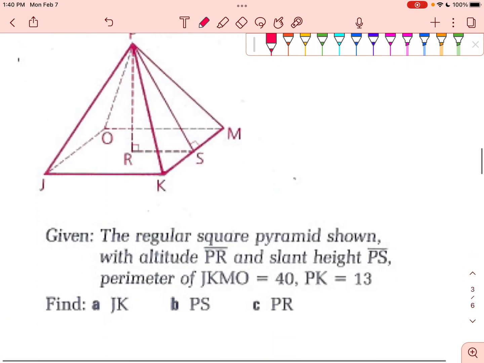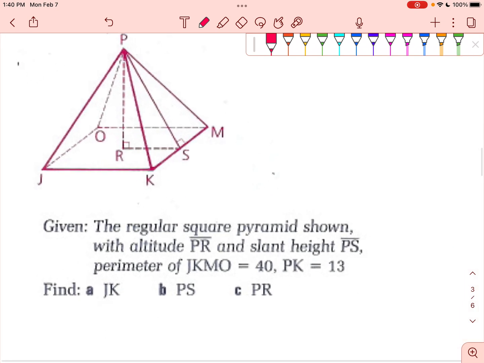Example 2. With this one, we're going to find a bunch of different things. So they're giving me the base perimeter. So this is a square pyramid, and that's important because it's a square on the bottom. So we have some right angles in each of these corners.